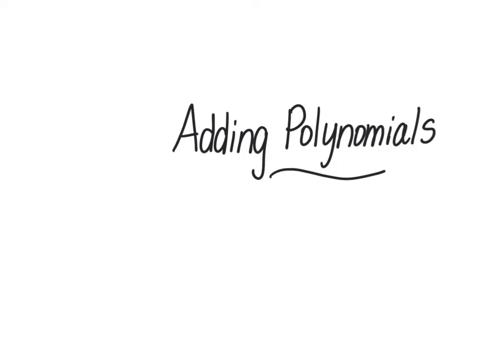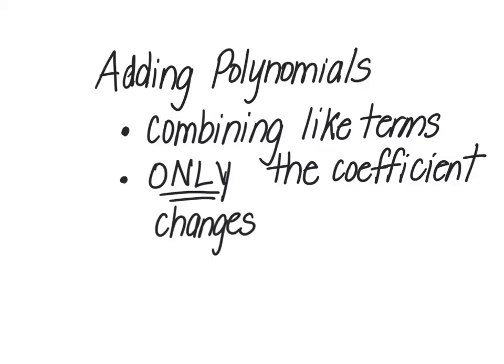In this video, we're going to be discussing how to add polynomials. When you're adding polynomials, you need to keep in mind that this is really just combining like terms. In order to be like terms, the variable and the power have to be exactly the same. And when you're adding like terms together, only the coefficient is going to change. So you're not going to do anything with the exponents. You're going to leave that part alone.